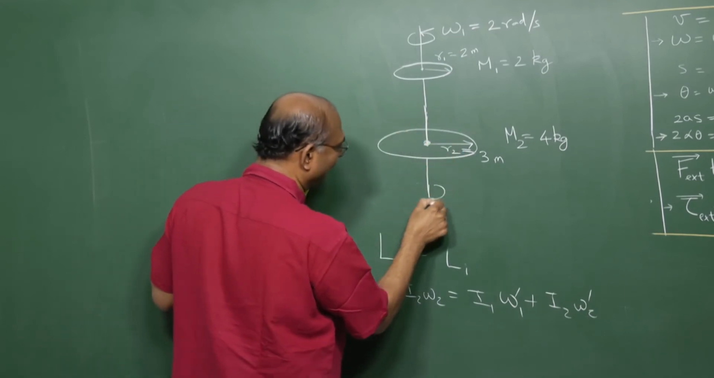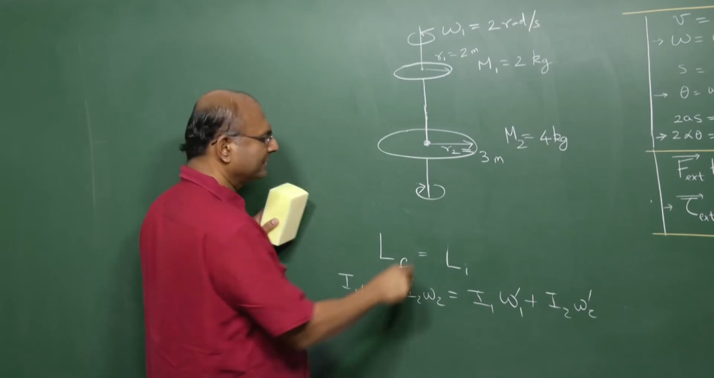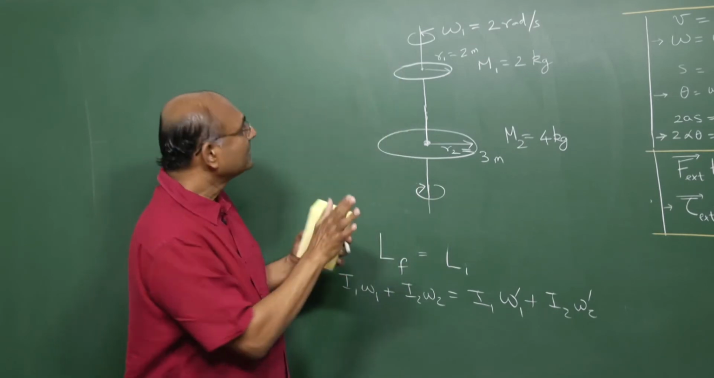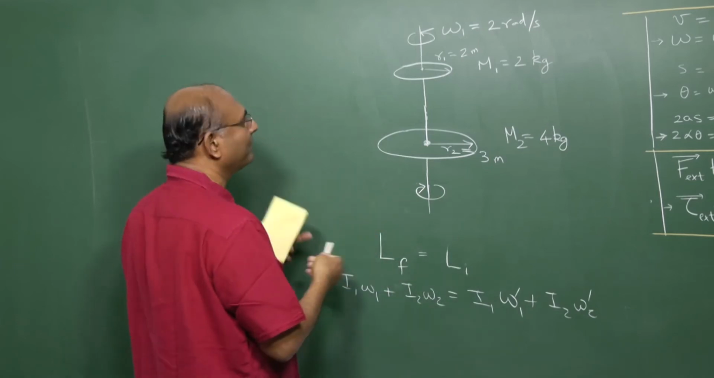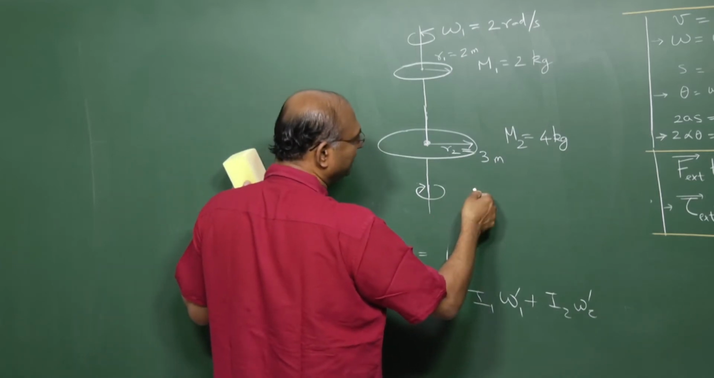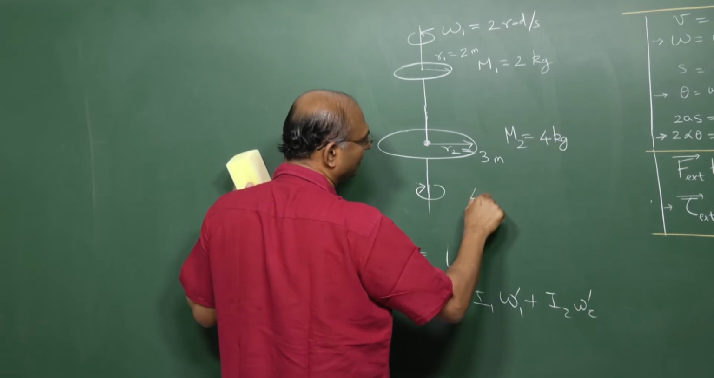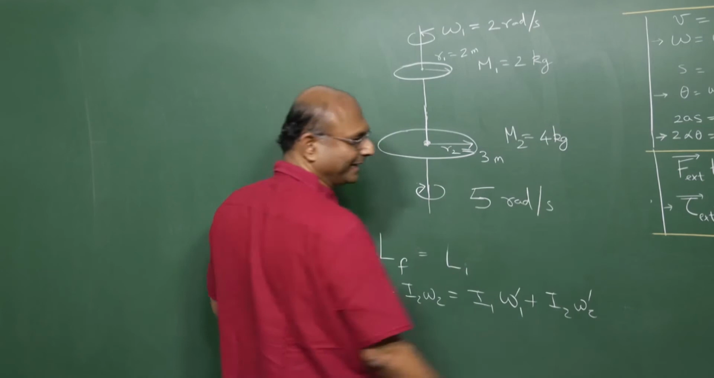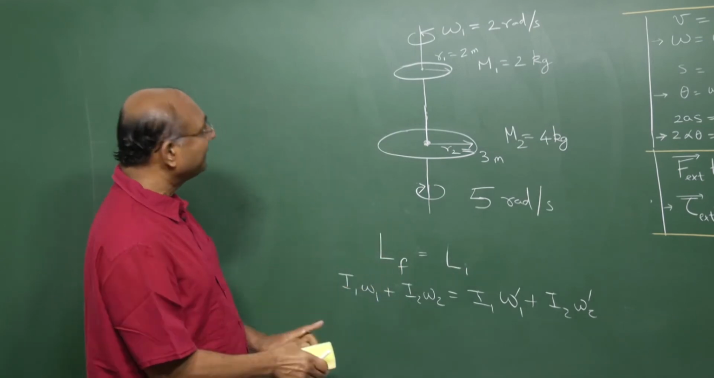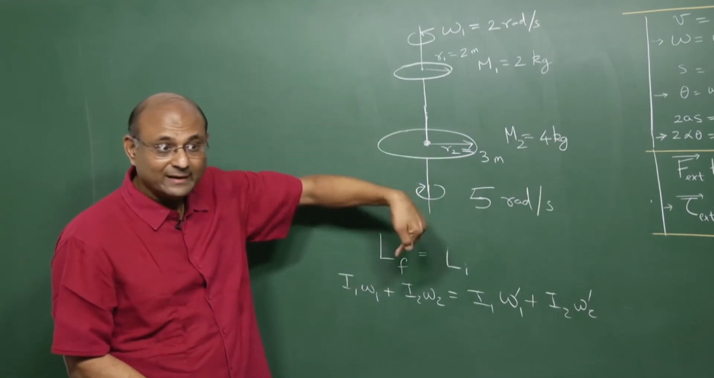So I'm going to draw it like that. Is it the same direction as that? No, that is rotating like this. This fellow is rotating in the opposite direction. Okay. So this disk's rotation, let us say, is 5 radians per second. Remember, if that direction is positive, this direction will be negative.